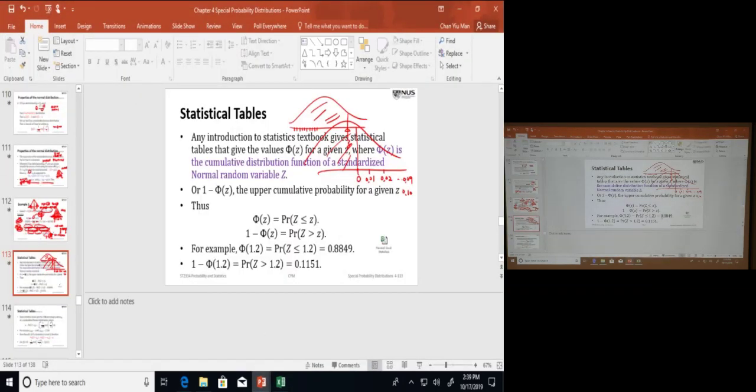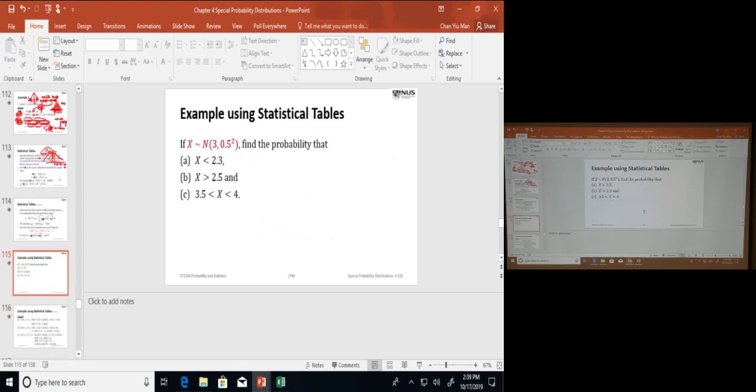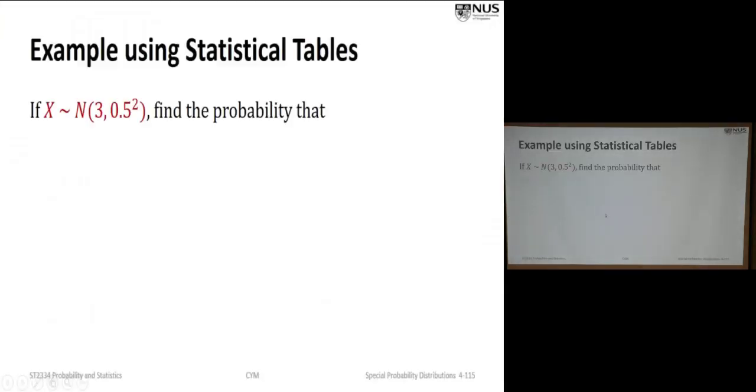All right. So I think I have discussed enough of all this. So let's move on. In this example, we have x following a normal distribution with mean 3 and 0.5 as the standard deviation. We ask what is the probability less than 2.3.